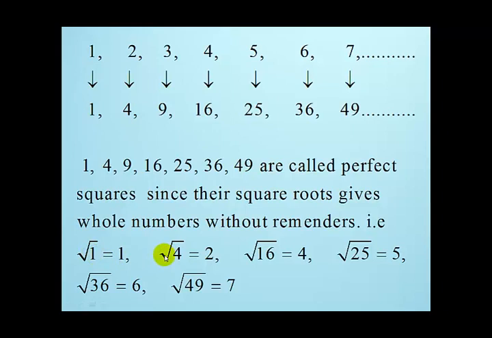When we take the square root of 4, the answer is 2. Square root of 16 is equal to 4. Square root of 25 is equal to 5. Square root of 36 is equal to 6. And the square root of 49 is equal to 7. Now, since the square roots of all these numbers give us whole numbers without remainders, that is why we say they are perfect squares. So perfect squares are numbers whose square roots give whole numbers as answers without remainders.